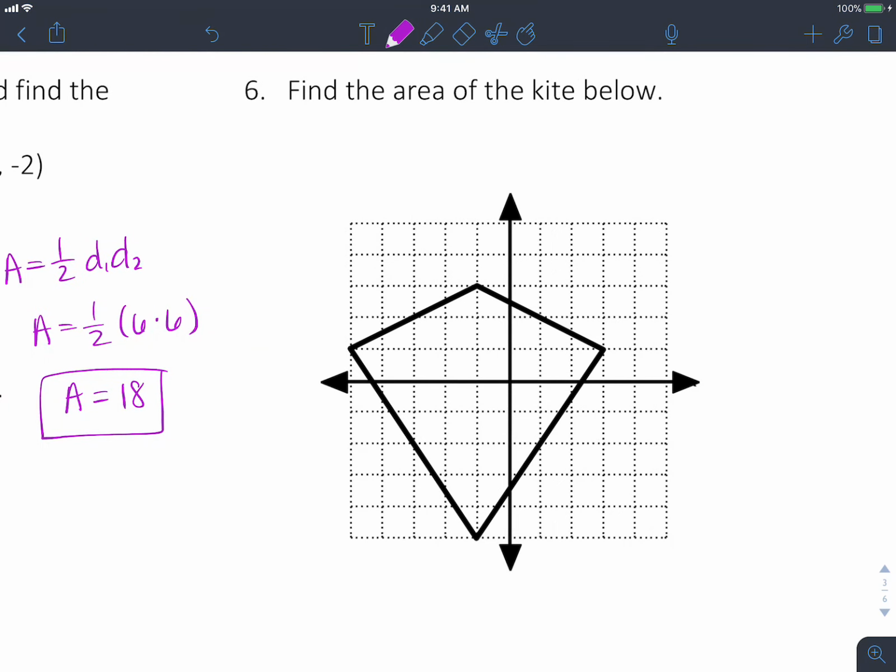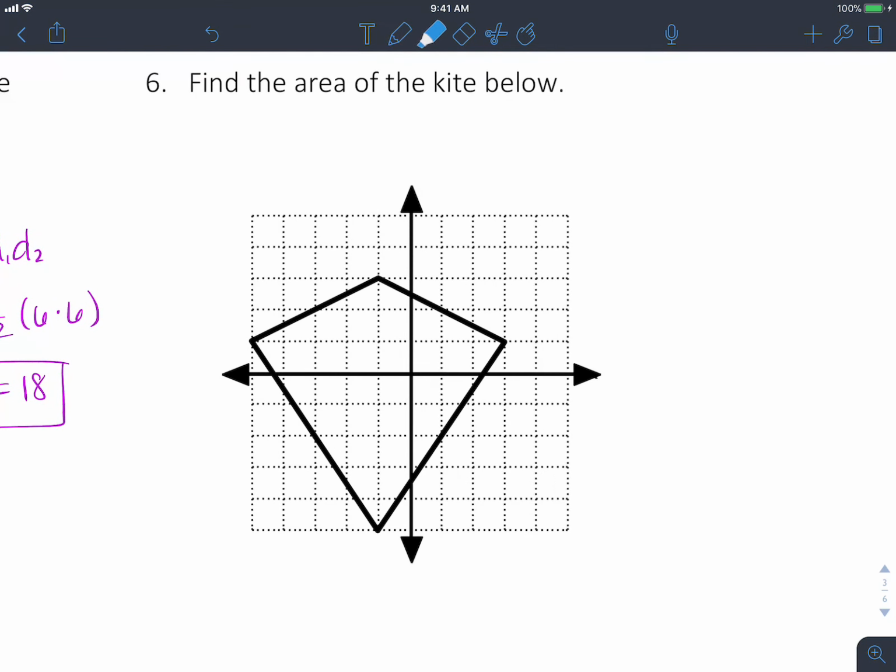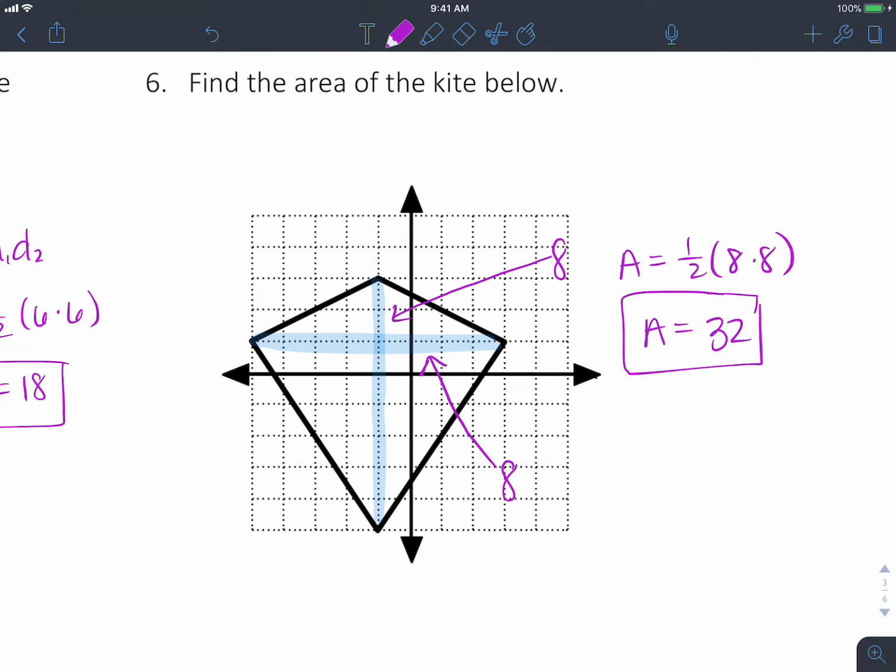All right, number 2, find the area of the kite. Same exact thing. We have this diagonal here, and then we have this diagonal here. This one has a length of 8, and that one has a length of 8. So again, 1/2 diagonal 1 times diagonal 2. So 1/2 of 8 times 8. We're going to have an area of 32.